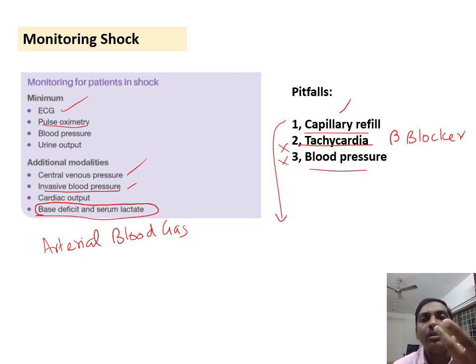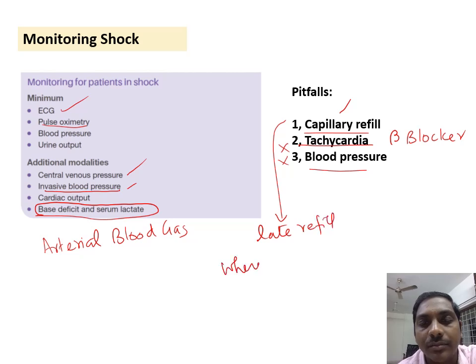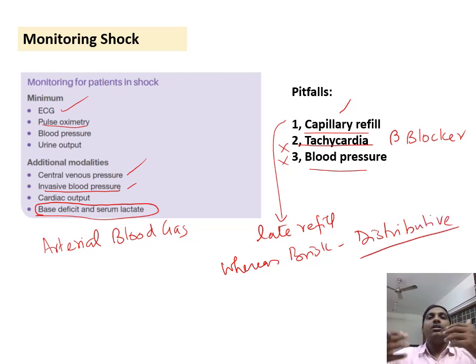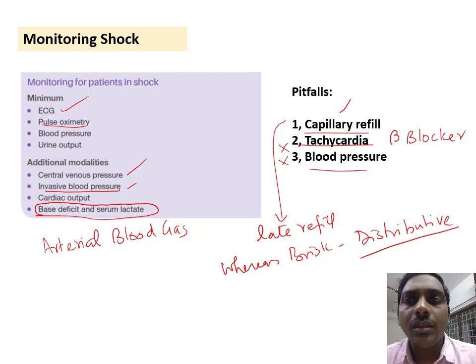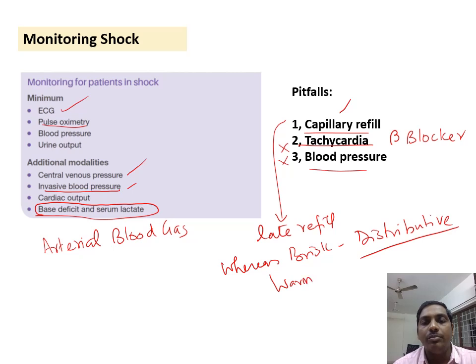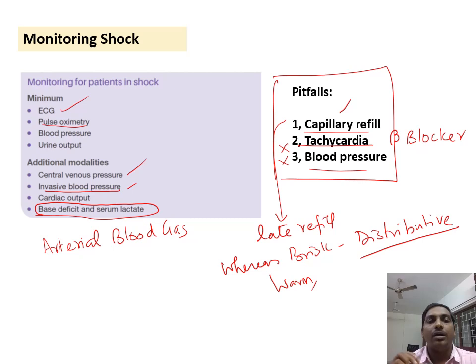So whenever you press or not, there is not going to be any change, and the capillary refill is going to be late refill in all shock, whereas it is brisk in septic shock or distributive shock. Why? Because in distributive shock, what happens, there will be peripheral vasodilatation and increased pooling of blood in the peripheries. So these peripheries will be warm, and brisk capillary refill will be found in distributive shock, but not in hypovolemic or cardiogenic shock. So these are the pitfalls in assessing and using it as a monitoring for any patients with shock.